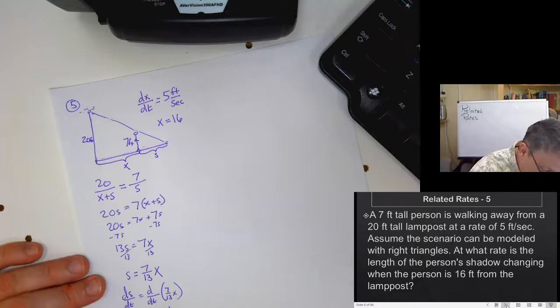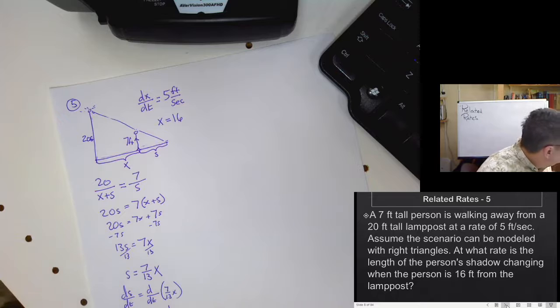Which is going to be 7 times 5 is 35. ds/dt equals 35/13 feet per second. And I'm just going to double check it. Make sure I got it right. And I did. Good for me.